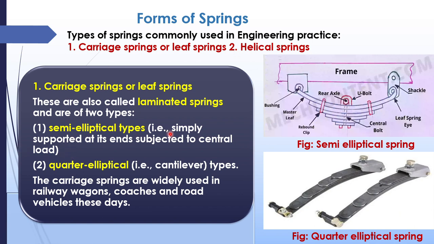Now, the semi-elliptical springs are normally supported at their ends and subjected to a central load, that is, simply supported. It may be found in the form of a simply supported structure, and the quarter elliptical may be a cantilever. At this point it will be fixed and the other point will be free. These springs are normally used in railway wagons, coaches, etc.